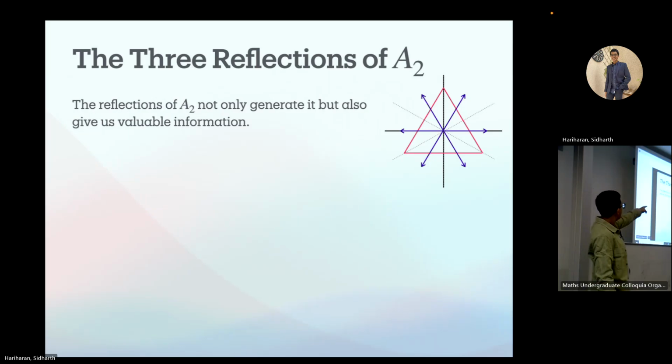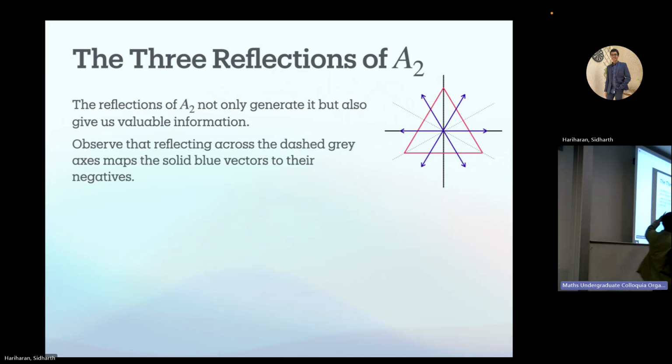So consider these 6 blue vectors. The thing about these vectors is that if you reflect across a gray axis, each of these vectors will get mapped to its negative. So that's what these 6 vectors are. You reflect about this, you see, there's actually one gray dashed line on the y-axis, which you probably can't see. So that sends this guy to its negative, right? Similarly, reflecting about this one sends this guy to its negative over there, and so on, right? So that's what these blue vectors are.